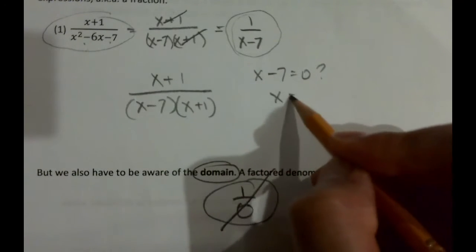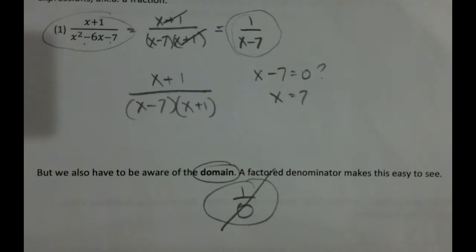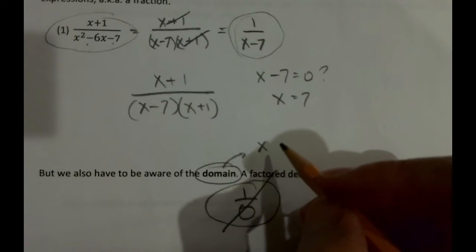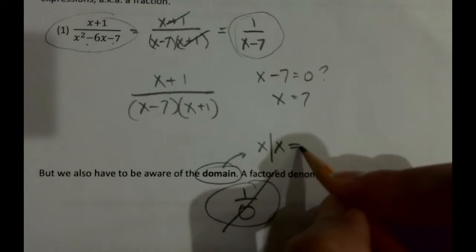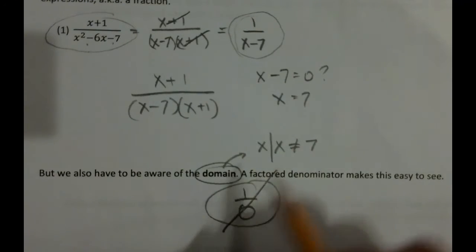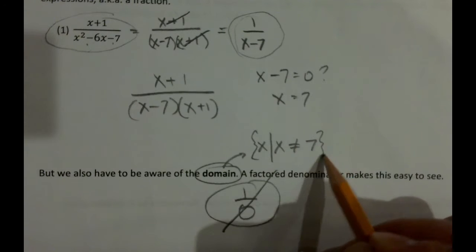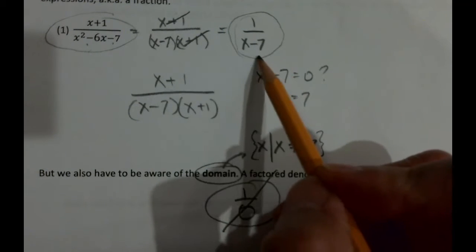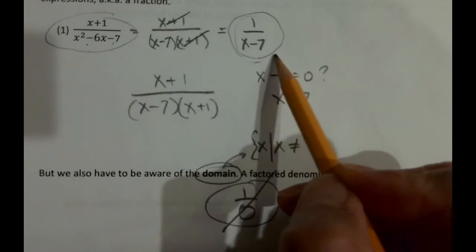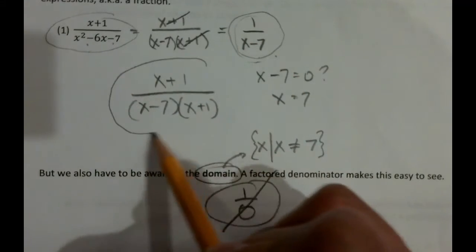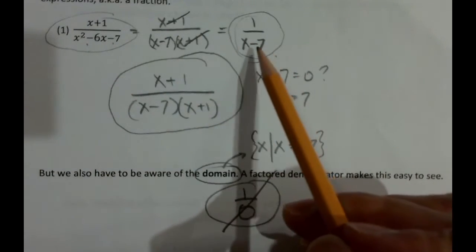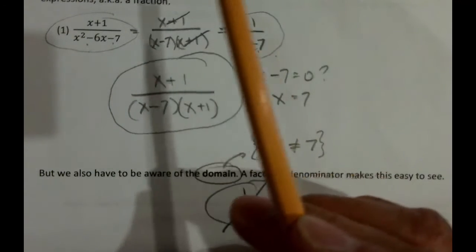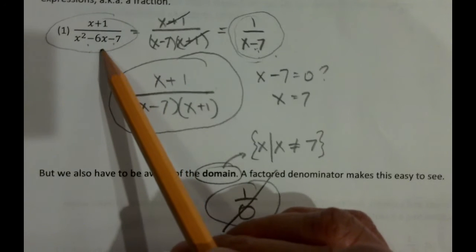Alright, so what would make the bottom 0? Well, when x equals 7. Alright, so our domain is x can be all real numbers such that it is not 7. So as long as it's not 7. Okay, so why don't we look at that alone? We actually have to look at this. Why? Well, it does simplify down to this, but we are looking at this expression.